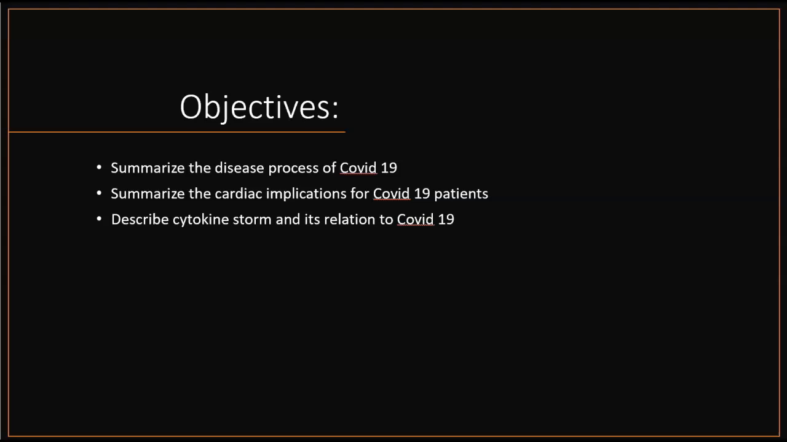So here are the objectives for the lecture. By the end of this lecture, you should be able to summarize the disease process of COVID-19, summarize the cardiac implications of COVID-19 patients, and describe cytokine storm and its relation to COVID-19.